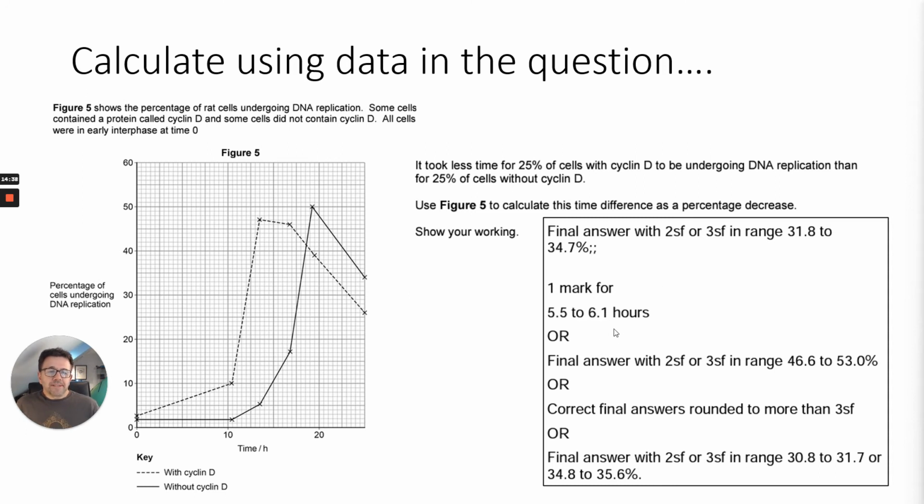If you've got the difference, I've said 6 hours, then you can work it out, and you can have two significant figures or three significant figures. They give it within a particular range, and that is quite common. So it's important that you know that even if you slightly get the measurements wrong, you can still get the mark. It says if the range is too high or it's rounded to more than three significant figures, you only get one out of two marks, so be careful there. I would have gone with two significant figures. Three significant figures, actually. So be careful with that.